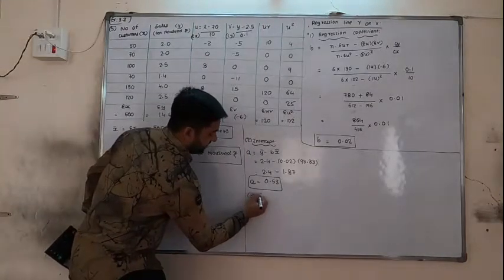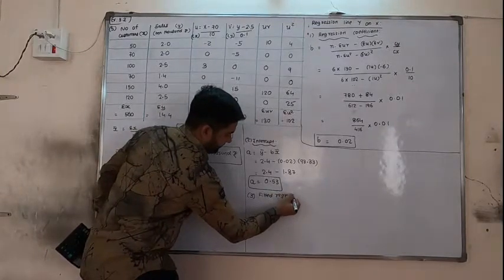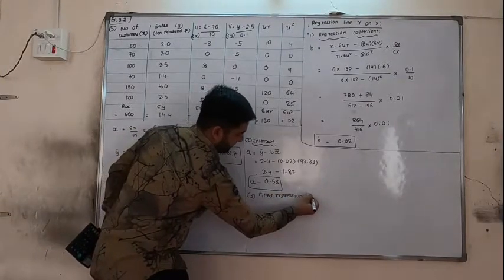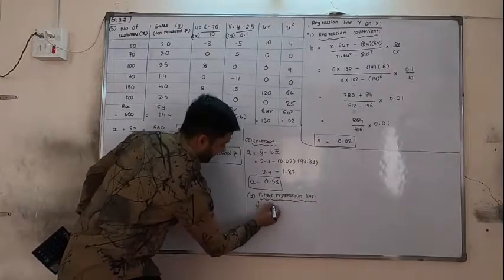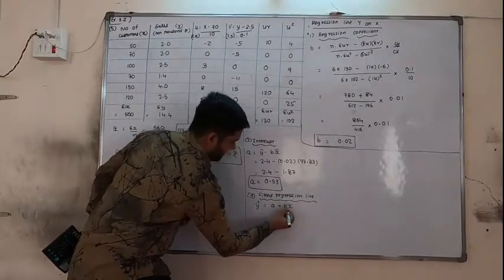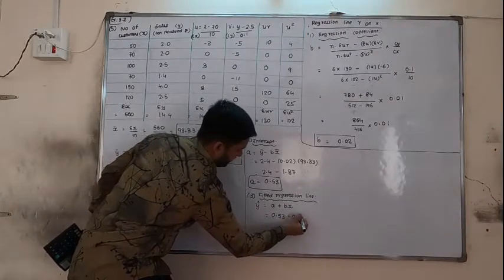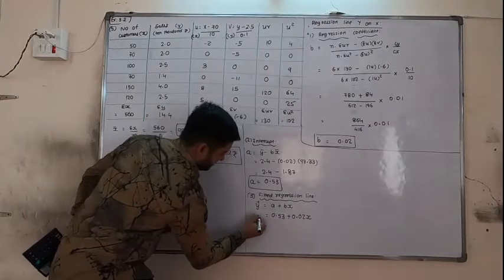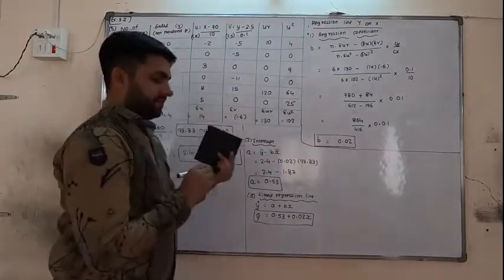Now third step. Fitted regression line. Y cap is equal to A plus Bx. 0.53 plus 0.02x. So this is our equation.